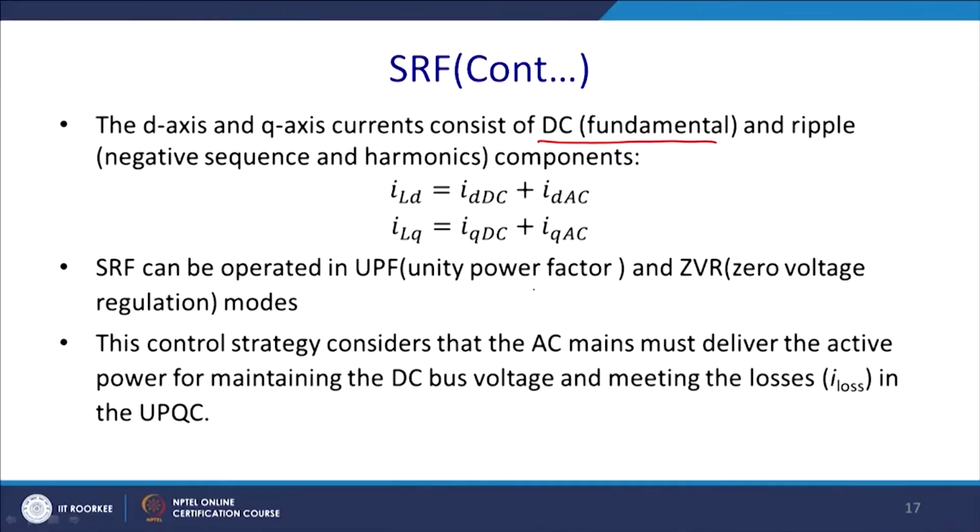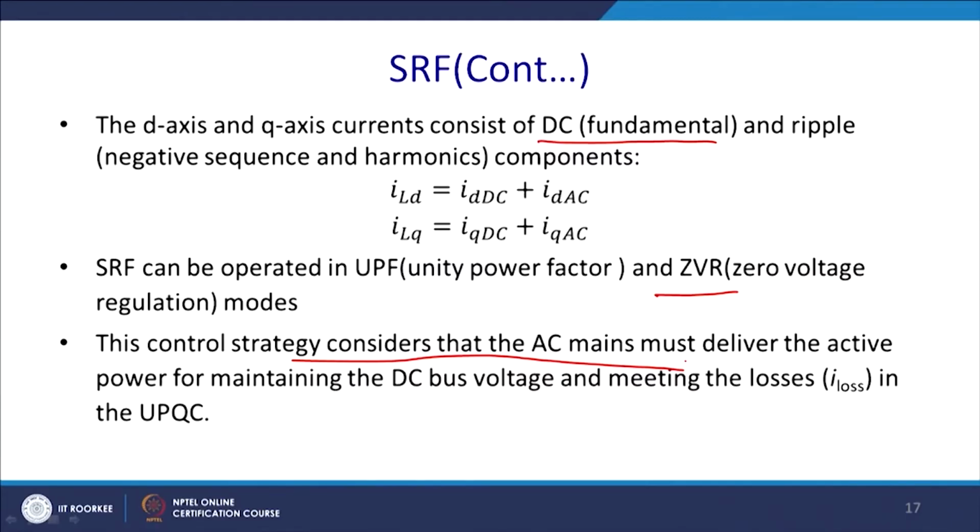So, negative sequence will look like 2 omega. It will come as a double frequency oscillation, and in the same way the 5th and 7th will come as 6th and 8th. So, SRF can be operated as unit power factor or ZVR, that means zero voltage regulation modes. We have discussed both the modes, so it can actually be used in either of them.